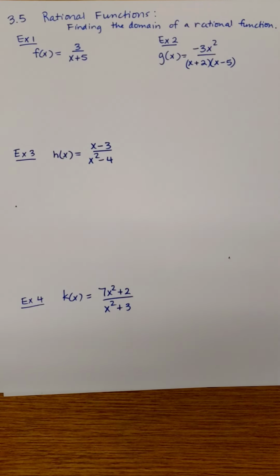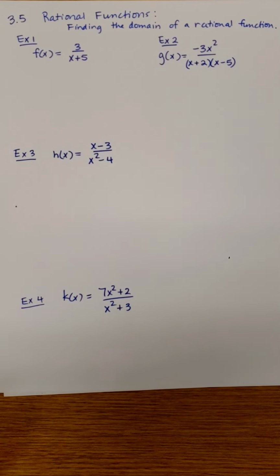Section 3.5 covers rational functions, and in this video we're going to talk about finding the domain of a rational function. We have 4 examples here. In each case we are dealing with a rational function, which is simply a quotient of 2 polynomials. So the numerator is a polynomial and the denominator is a polynomial.